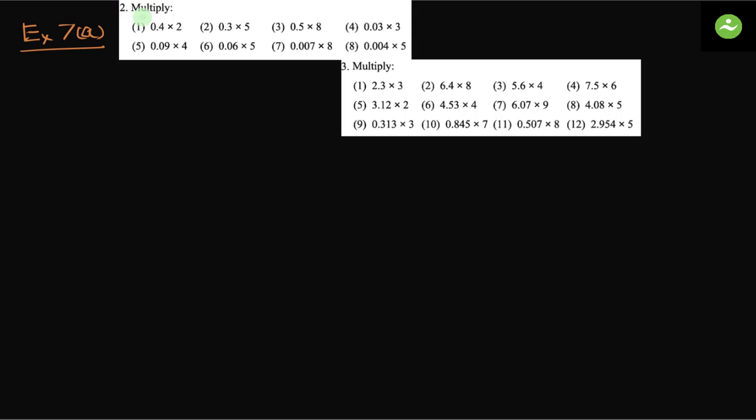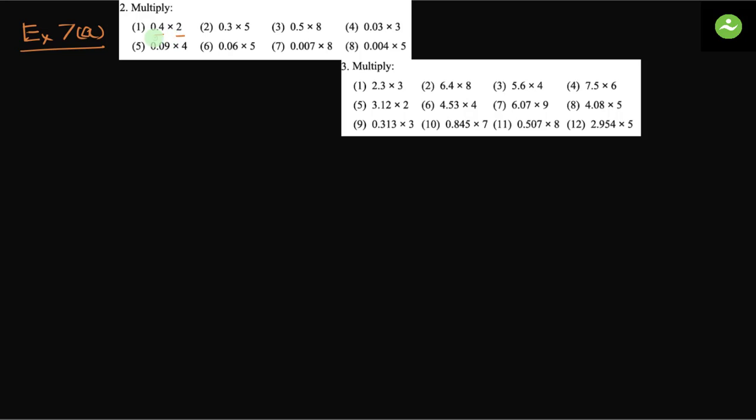Question number 2. Multiply. Question number 3. Multiply. See all these problems. Each of these problems has two parts. One is a decimal fraction and the other is a whole number. Every one has a decimal fraction and a whole number, and each of these whole numbers is a one-digit number. It's so simple, and that makes the problem very easy.